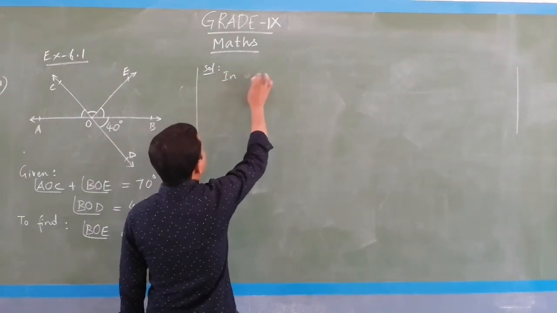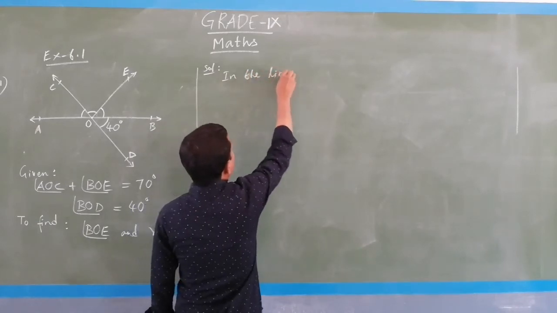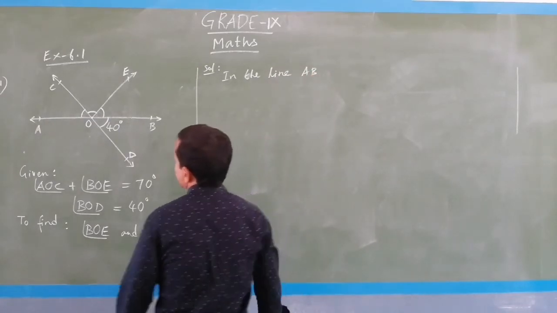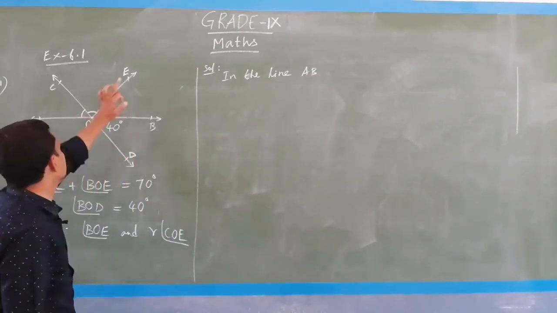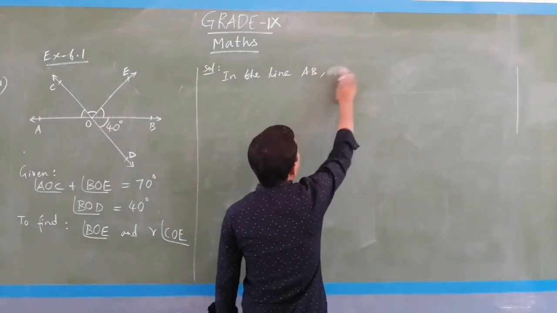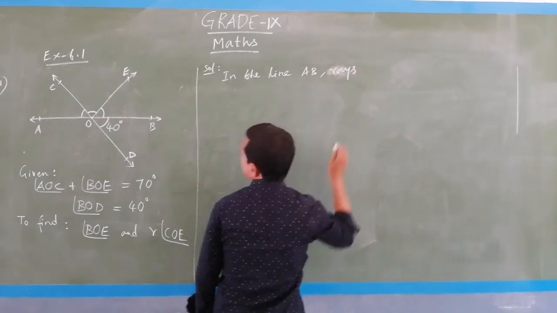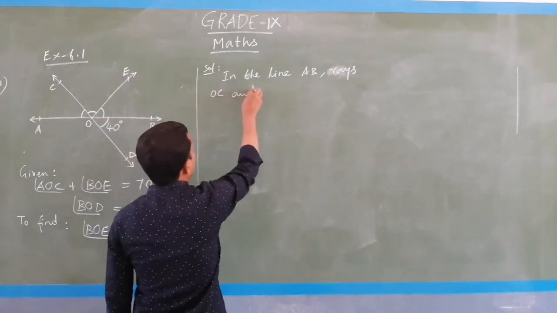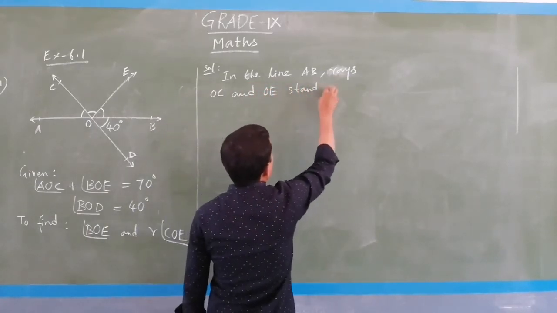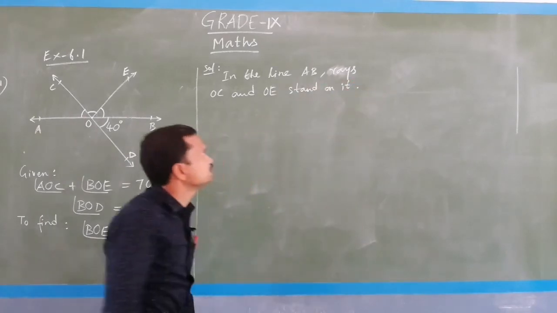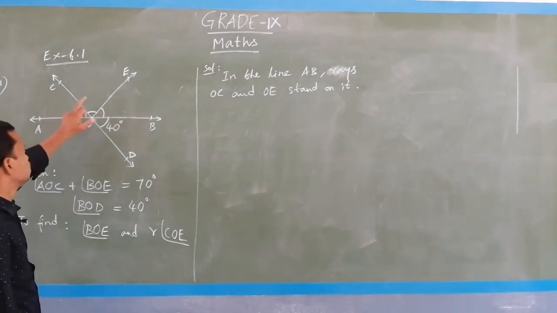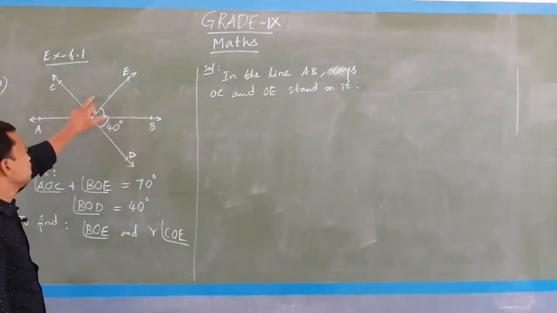In the line AB, we can take OC and OE as the two rays standing on it. Therefore, we get 3 angles: 1, 2, 3. Am I right? 3 angles we got.